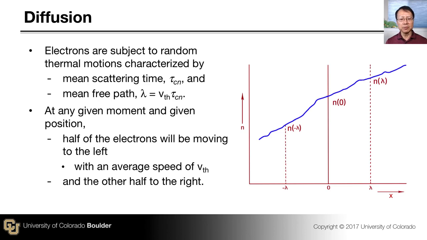So at any given moment, at any given position, half of these electrons will be moving to the right, and half of these electrons will be moving to the left. On average, they will travel the distance of lambda, the mean free path, in either direction, and then they will collide. At that point, half of those electrons will be moving to the left, and half of them moving to the right. The same thing happens on this side.